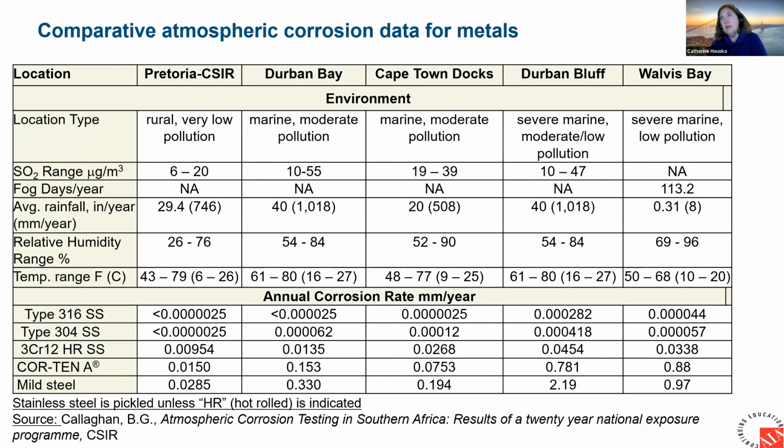There is a lot of atmospheric corrosion data available. I'm showing some from South Africa as one example, as well as research that's been done on specific industrial environments. This is interesting because you can see for three different stainless steels, Corten and mild steel, in different environmental severities, how very different the corrosion rates are.